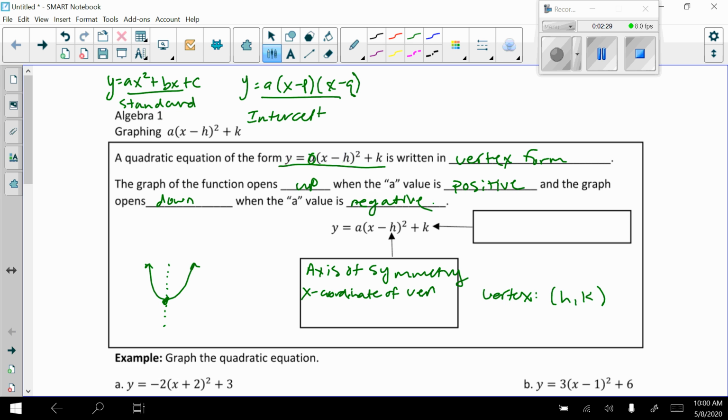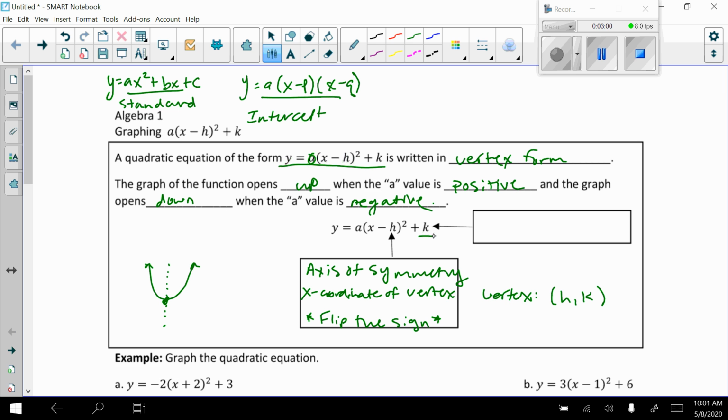of the vertex. And here's the trick that we have to keep in mind. I have to flip the sign of this value when I take it to mean the axis of symmetry. The reason for that is that in this equation, this is written as a negative, so I have to consider it as an opposite. I'll show you an example of that in a minute.